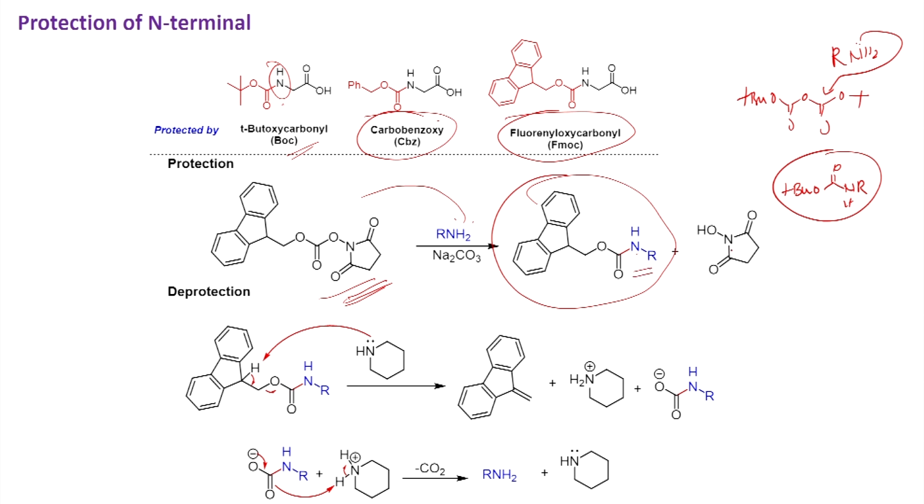Once you form this one, after the reaction, when you react with the base, this proton is acidic enough, so you can deprotonate, and in this way you will be able to cleave, deprotect this protecting group, and you can get back your amino group. So these are the common protecting groups used for the protection of the amino group in peptide synthesis.